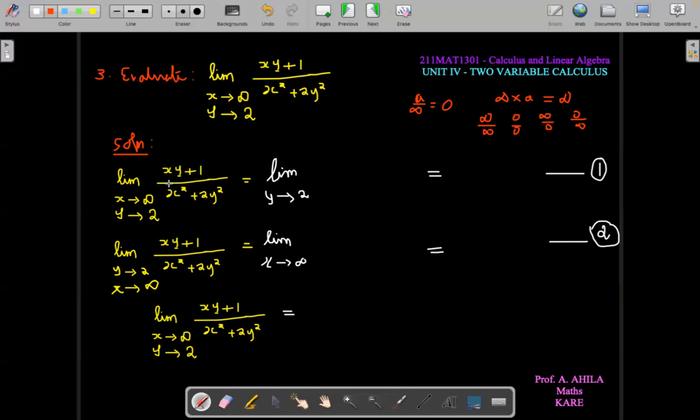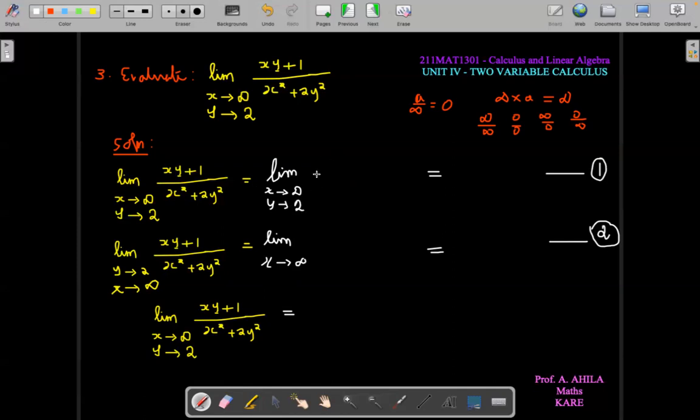What we do is take x common from both numerator and denominator, x outside, okay? So what happens? Limit y tends to 2. Here I'm not substituting x. Until I substitute x, I should write the same: x tends to infinity. Whenever I go for substituting x, I should not write it. So I am not substituting first. I write x tends to infinity and y tends to 2.